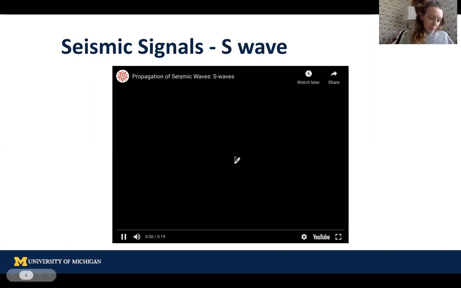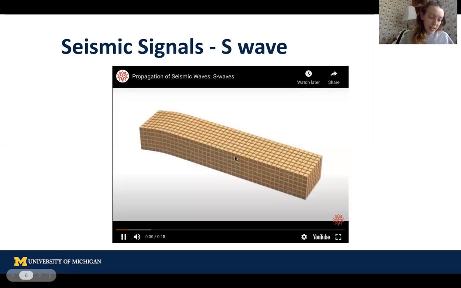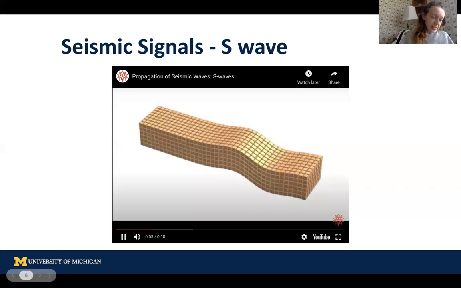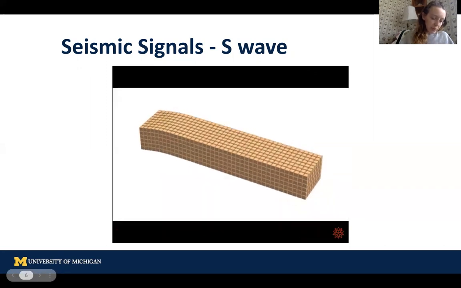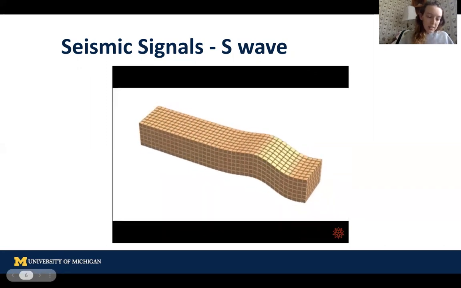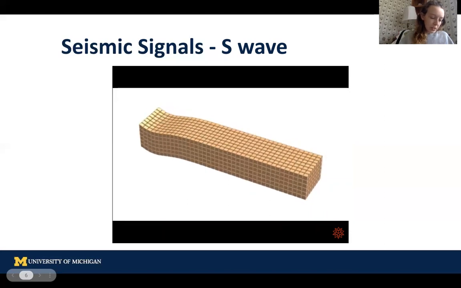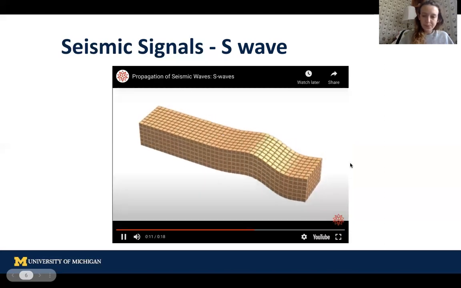The second type of wave to arrive at the sensor is an S wave. This wave moves particles in an up and down shearing motion, similar to how a guitar string moves when you pluck it. Unlike P waves, S waves can only move through solid materials.